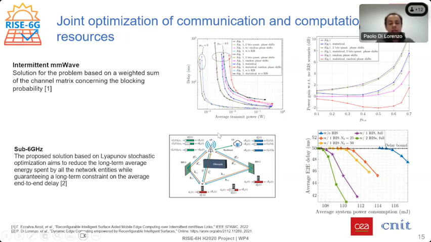In this case, what we have done is propose a joint optimization of communication and computation resources jointly with the phase shift parameters of the RIS, in order to minimize the overall energy consumption of the mobile edge computing system, subject to long-term constraints on the average end-to-end delay. And we have shown that in this case, RIS can boost the performance of MEC a lot, especially in the presence of intermittent channels given by, for instance, millimeter wave communications.